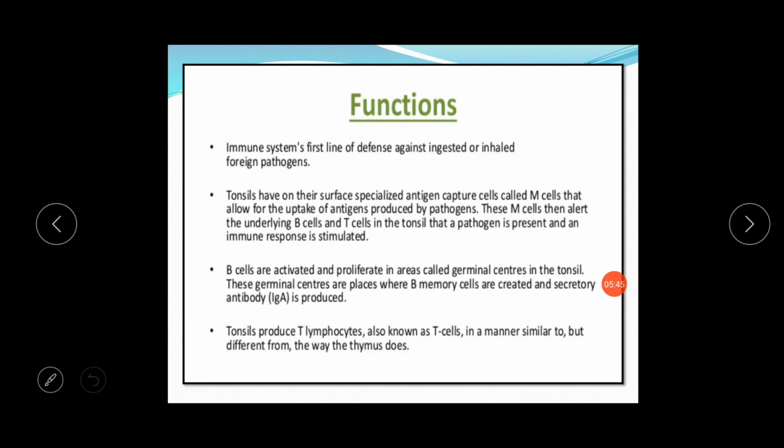B cells are activated from the tonsils, and sometimes B cells also proliferate in areas called germinal centers in the tonsil. These germinal centers are places where B memory cells are created and secretory antibody IgA is produced. Tonsils also produce T lymphocytes, also known as T cells. T cells are mainly produced by the thymus gland, but sometimes tonsils also help in the production of T cells.